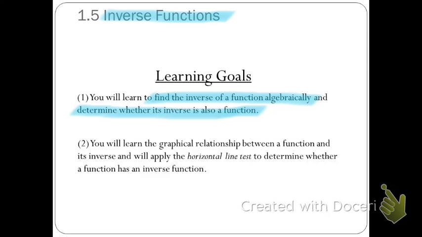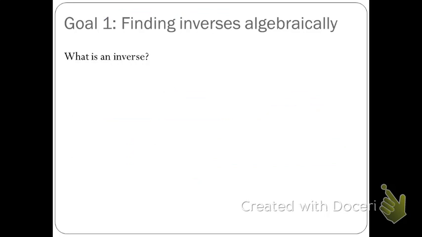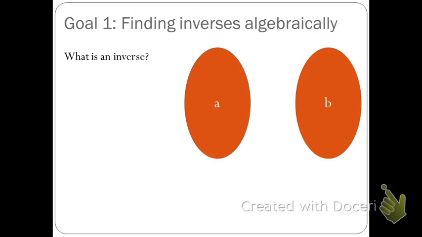Then, in a separate video, we're going to concentrate on learning goal number 2, which intends for you to learn the graphical relationship between a function and its inverse, and to apply what's called the horizontal line test to determine whether a function has an inverse that is also a function. Let's get on with goal number 1, which again is trying to find the inverse of a function algebraically. Before we can answer the question how you find an inverse algebraically though, you need to know what an inverse is, and so we're going to answer that question, what is an inverse?